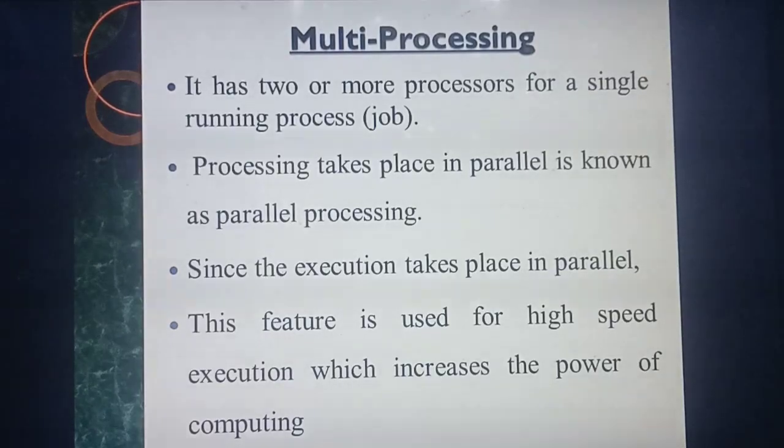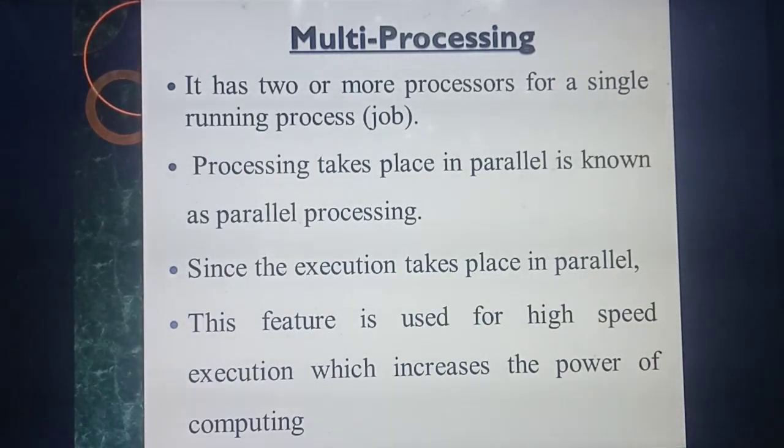Okay, so next one is multi-processing. The name itself has multi. Already you have studied single processing, isn't it? Multi means many. So multi-processing means 2 or more processes are running for the same job. For example, you are going to print one file. Your printer is connected to a system. For taking a printout of a single paper, 2 processes are running for the same printout job.